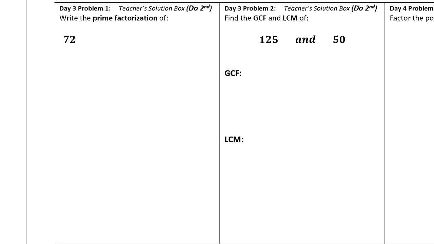Here's the answer for day 3, problem 1. Write the prime factorization of the number 72. Write 72 as a product of prime numbers. The technique is to divide 72 by prime numbers until we can't divide anymore.